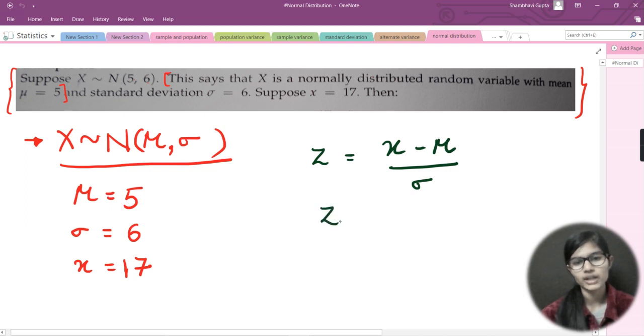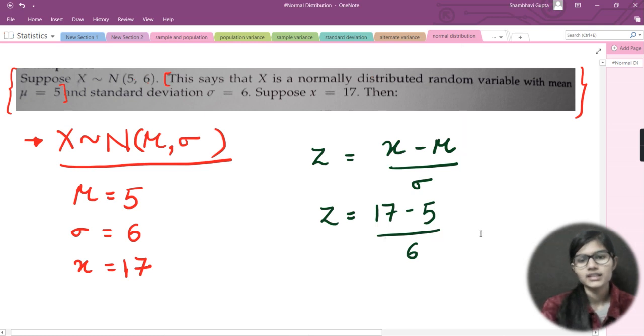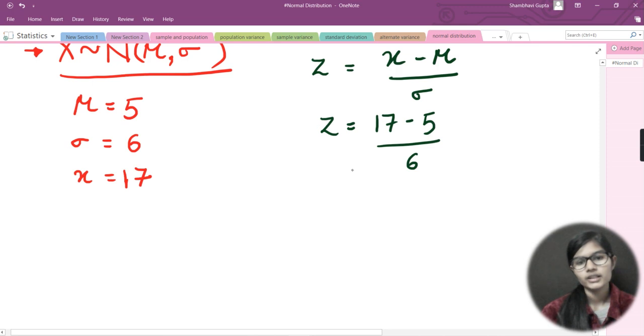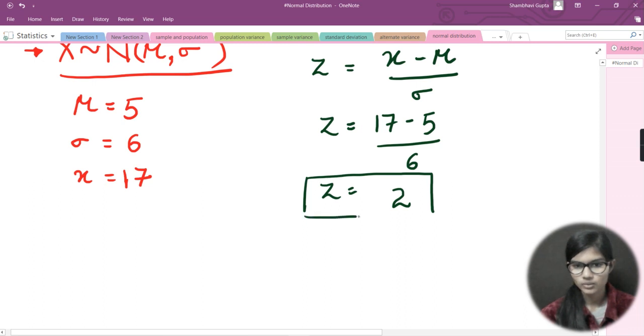So just quickly let me do that. Z is equal to, and x is my 17 and my mu is 5, right? And I'm going to divide it by 6. So here I will get 12 by 6, and it's simply 2. So what I got from here is a z score of 2 when x is given as 17. Okay, so this is the thing which I got from here.